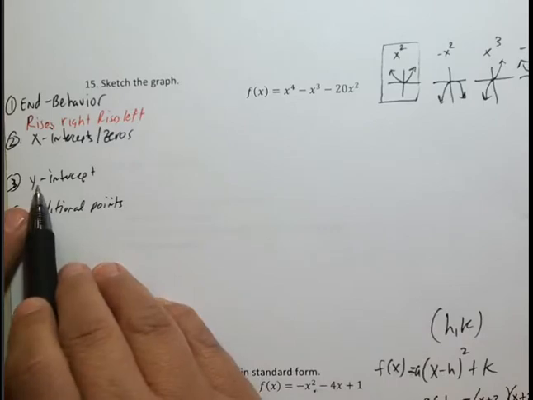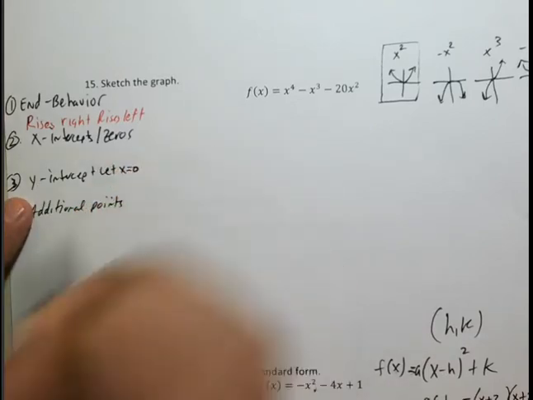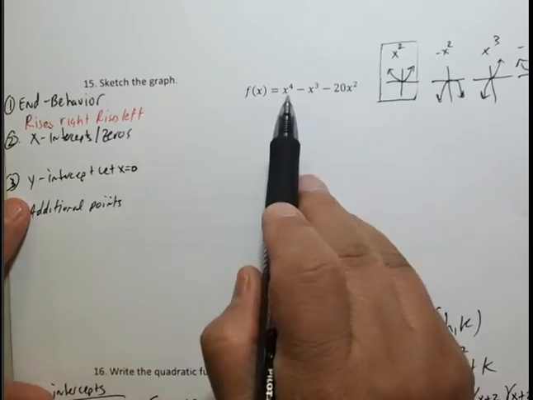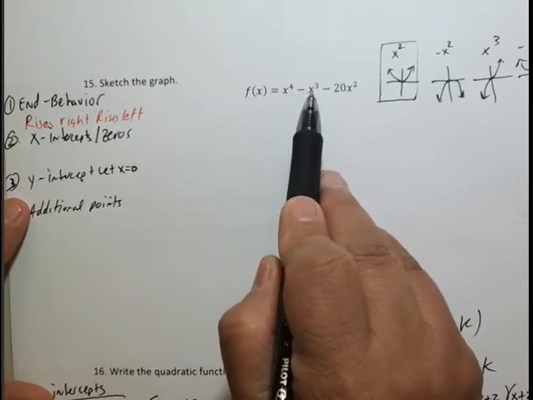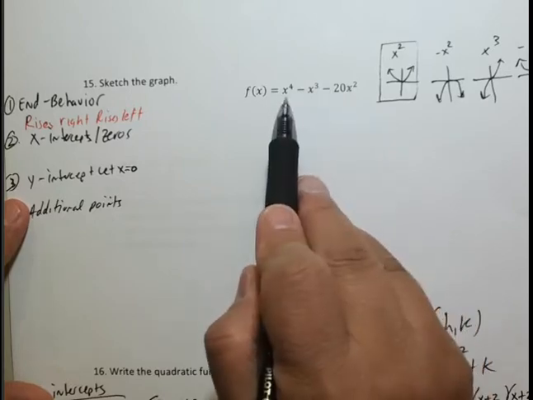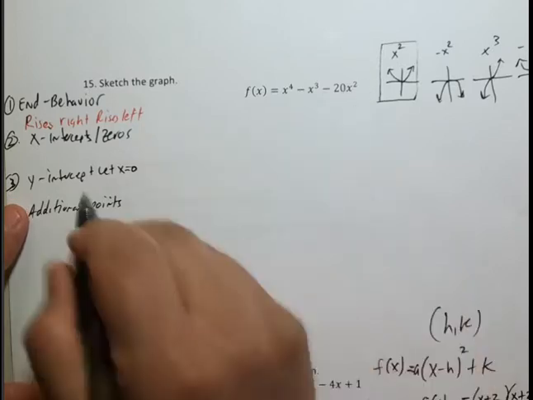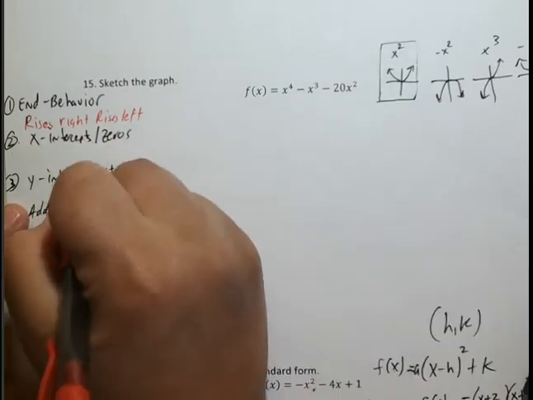The Y-intercept is where you let x equal 0 and solve for y. So if you put 0 here, 0 here, and 0 here, then we get y equals 0, right? So 0 minus 0 minus 0 is 0. So your Y-intercept is (0, 0).